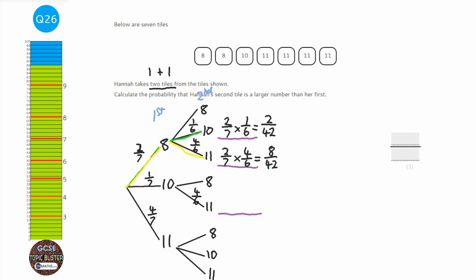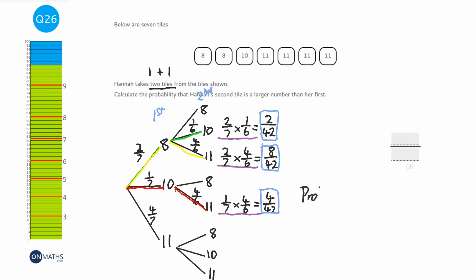And the final line, we go down the 10, and then we go down the 11. So it's going to be 1 over 7 times 4 over 6, which is going to be 4 over 42. Now, whenever we've got multiple outcomes, and it can either be this one, or this one, or this one, we add them together. Okay, so the probability is 2 over 42 plus 8 over 42 plus 4 over 42.